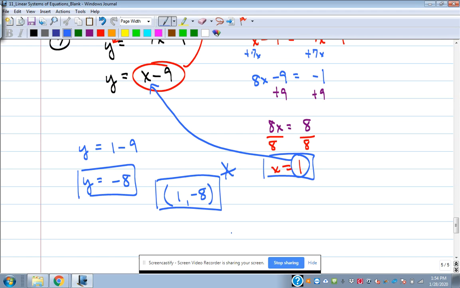This is the final answer. That ordered pair is what you're going to find for a solution here. Finding x and y by substitution, and then getting the ordered pair out of that.